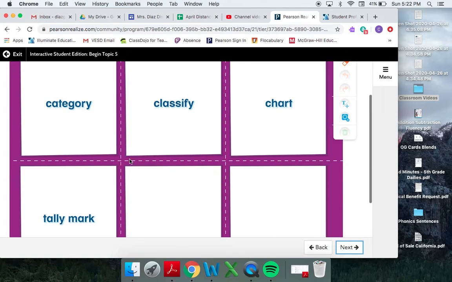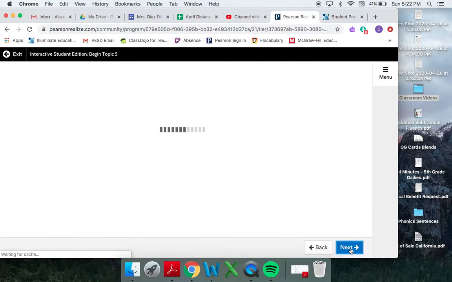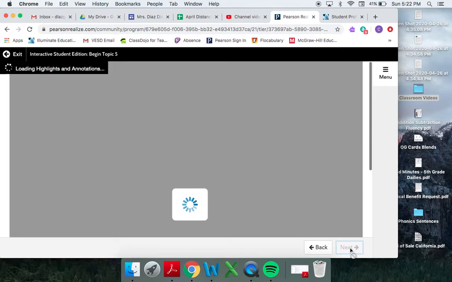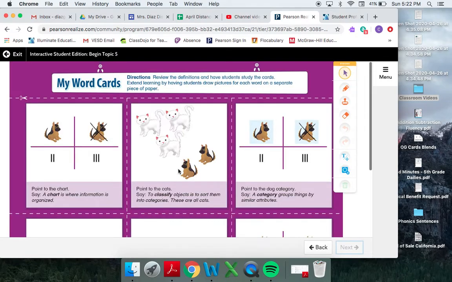Okay, we've got 4 words that we're going over today. The first word is category, then we have classify, then we have chart, then we have tally mark. All of those words are challenging, so these are the most important part of this whole unit: learning those vocabulary words and understanding what they mean.